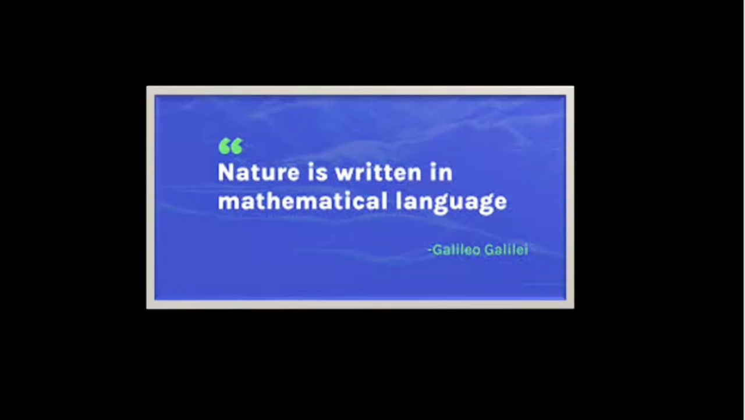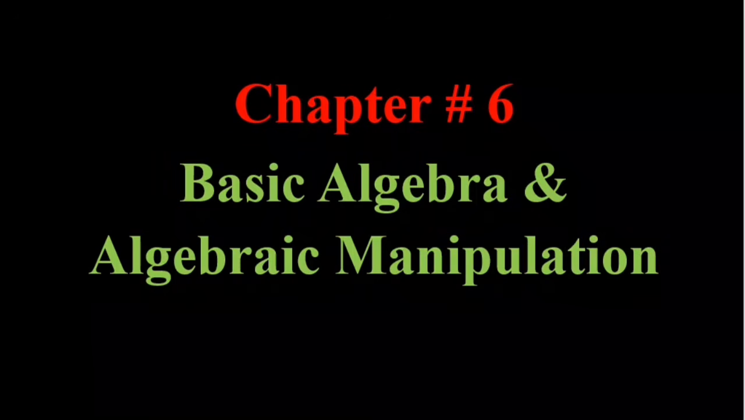We start the lecture with the quotation: Nature is written in mathematical language. It means that everything we see and observe around ourselves is in symmetry. Today, lecture number 2 of the topic, we start basic algebra and algebraic manipulation, that is chapter number 6 in your book.